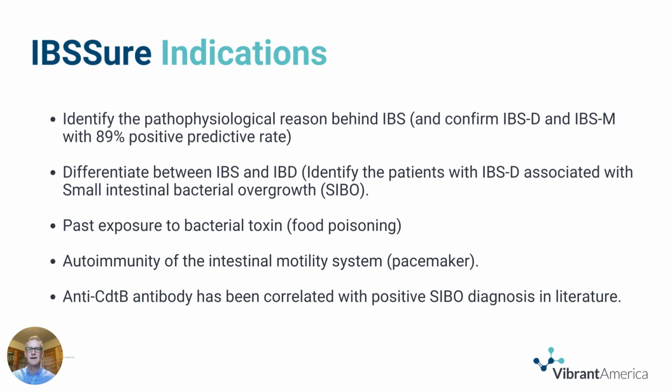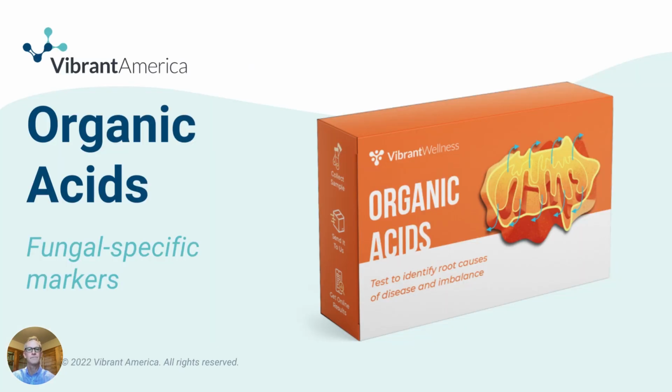Okay, some indications for this, just a little bit repetitive here, but it helps you identify the pathophysiological reason behind IBS, and you can confirm whether it's IBS-D, diarrhea type, or mixed, either one of those with an 89% positive predictive rate. That's the data behind that. And then IBS-D might be associated with SIBO, so you can identify this. Of course, mentioned past exposure to a bacterial toxin, food poisoning, essentially. That's another word for gastroenteritis. Autoimmunity of the intestinal motility system, that's that vinculin that we were talking about. And then that presence of that anti-cytolethal distending toxin antibody has been positively correlated with SIBO diagnosis in the literature.